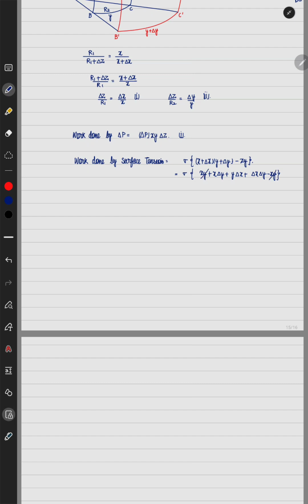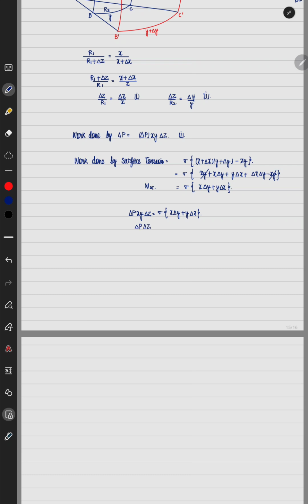This minus xy plus xy gets cancelled. The work done is equal to sigma into x delta y plus y delta x. This will give the total amount of work done by surface tension. Then these two work done should be same. So we will equate the work done by delta P and work done by the surface tension, and it will come out to be delta P into x into y into delta z is equal to sigma into x delta y plus y delta x. Now we will divide the whole equation by delta x y.